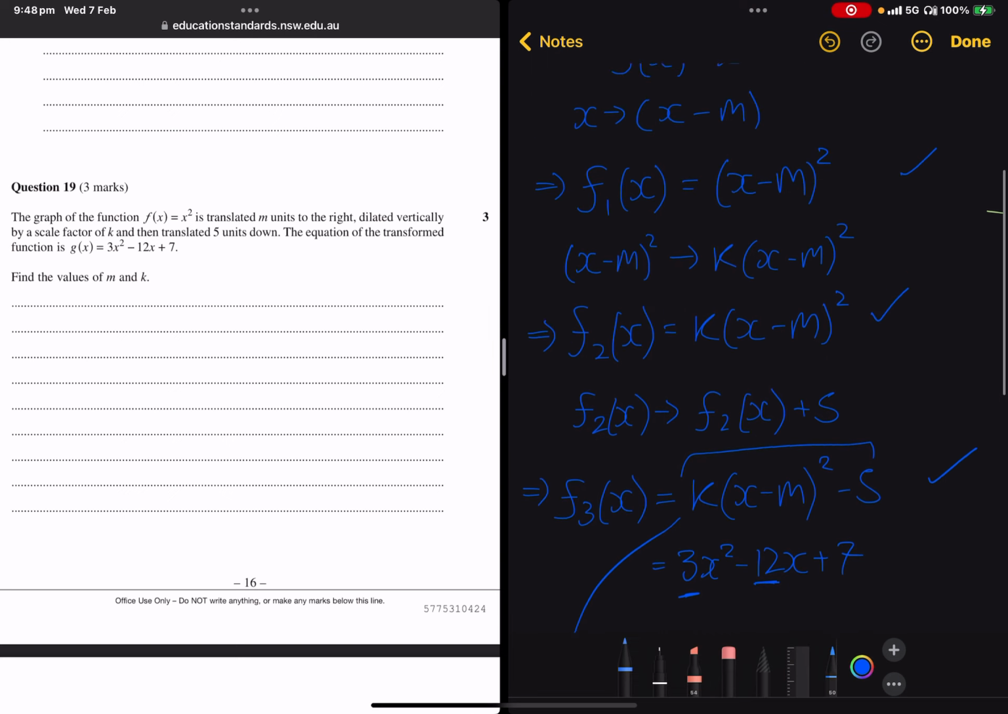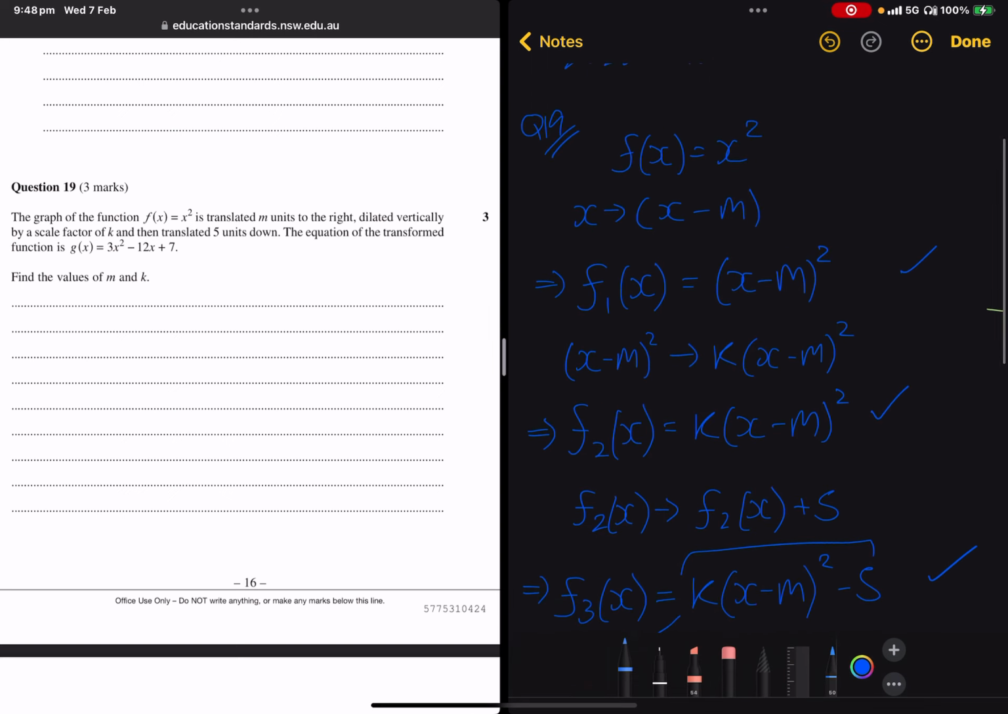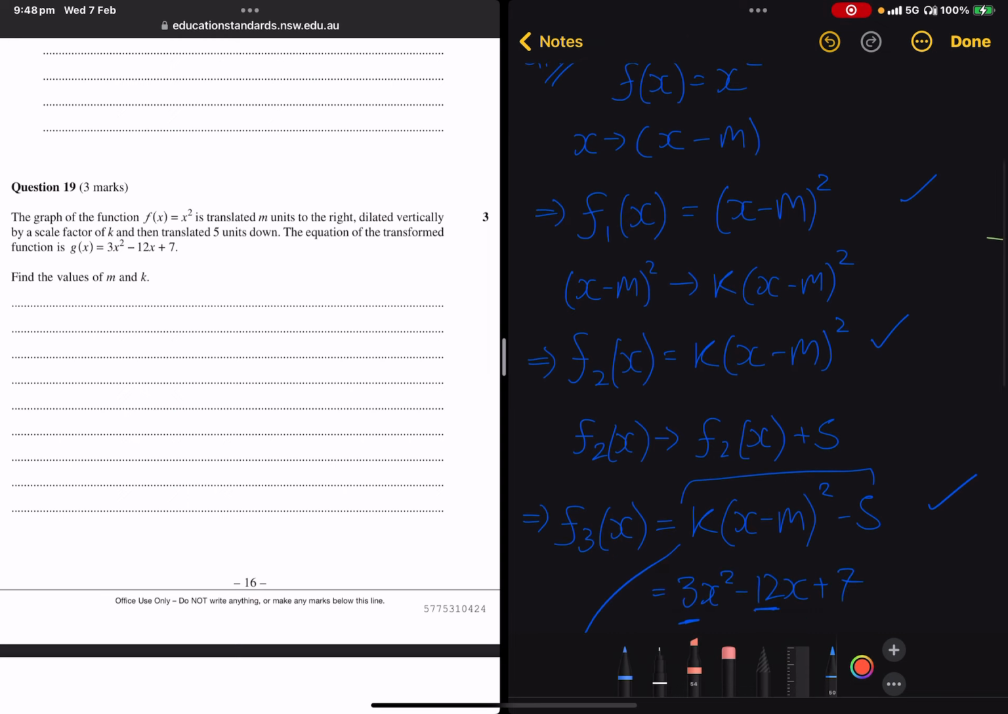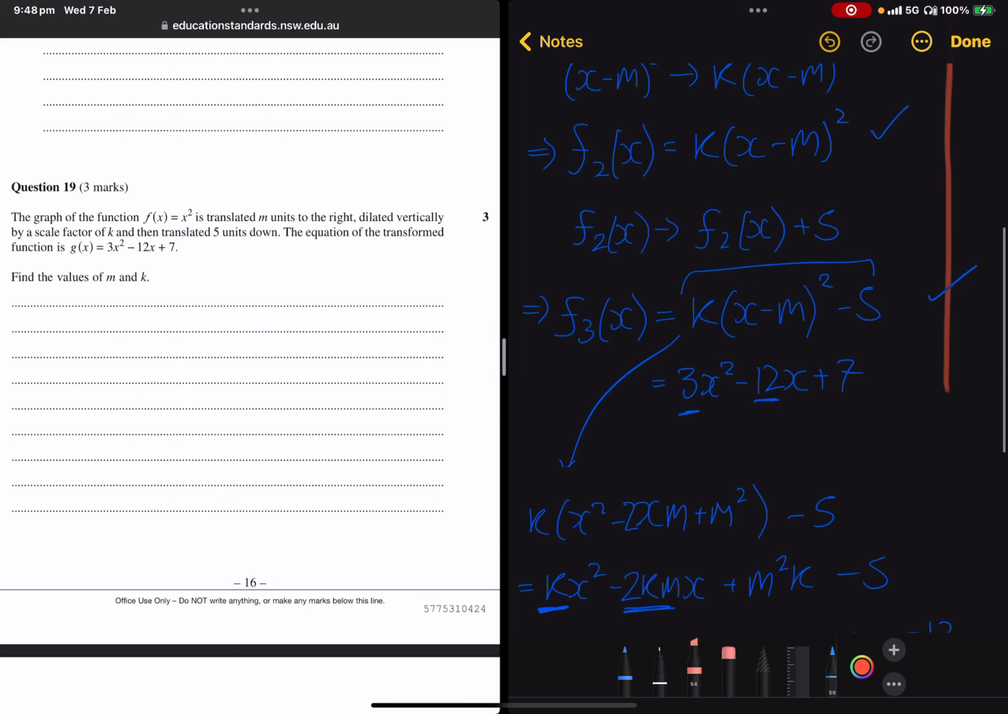So this question's worth 3 marks. For the first mark, you have to do something along the lines of write g of x in terms of m and k or some equivalent. Here I've done this as quite a large step, essentially applying the 3 transformations to the function independently, then showing that that's equal to g of x.